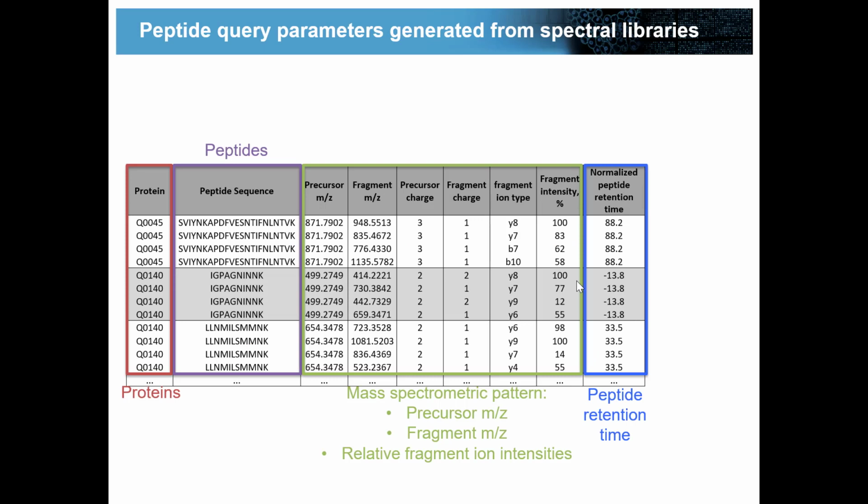Again, the type of information contained in these spectral libraries is what we would call peptide query parameters. So the set of coordinates that you would extract from the DIA data is what I mentioned already. It kind of looks like an SRM assay. So it's the peptide, the protein, the sequence, the masses of the precursor and fragment ions, the charge states, which fragment ions we're actually looking at, the fragment ion intensities, and the normalized retention time.